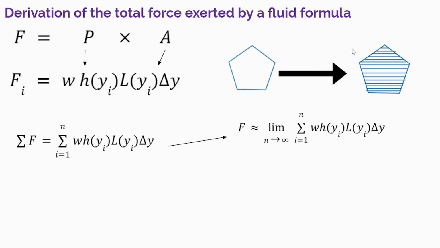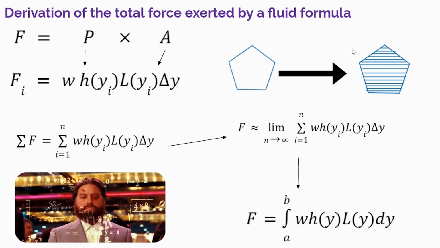And finally, this equation that we have right now looks really similar to an integral, and we will put it into integral form, and we get F is equal to the integral from a to b of W, which is the weight density, h of y, which is the depth of the rectangles, L of y, which is the width of the rectangles, and dy, which is our differential. This looks like a lot of math, but honestly, it's really similar to the concepts that we can use to find Riemann sums or approximate integrals with Riemann sums. Confused? Yeah, me too.